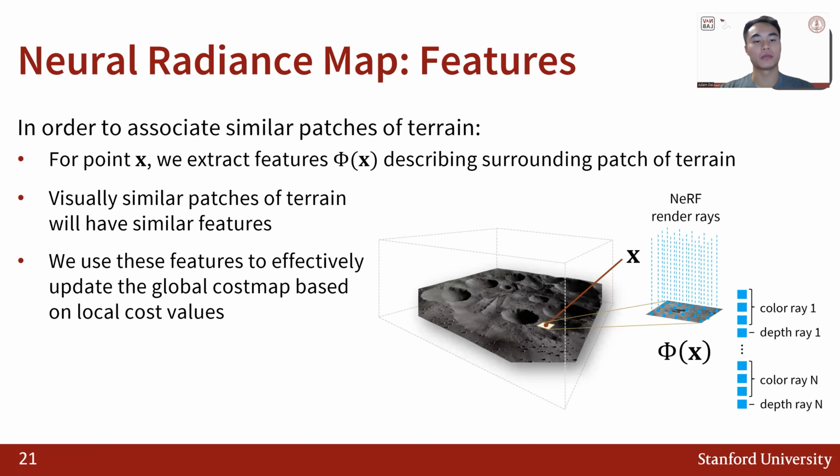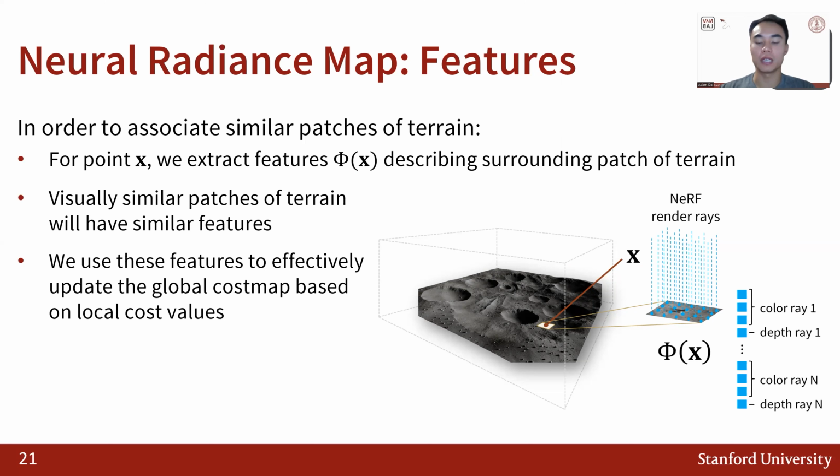In order to do this, we want to leverage the neural radiance map that we've trained of the global surroundings. Specifically, within this map, we want to be able to associate similar patches of terrain. So for a given point in the global region, call it X, we want to extract a set of features for that point, which describe the surrounding patch of terrain. We denote our features as capital Phi. And we want to do it in such a way that visually similar patches of terrain will have similar features.